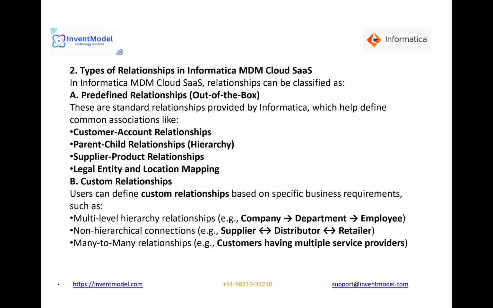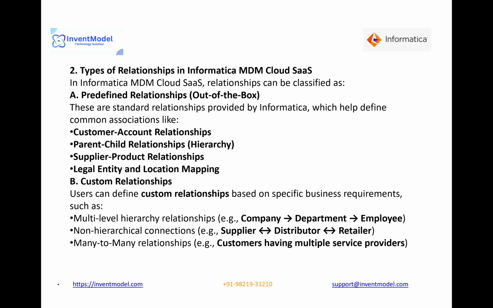Now, the second is custom relationship. What the name itself suggests is that the user can customize this relationship. So, what are the types? One is multi-level hierarchy relationship. That is, in a company we have departments and a department has employees. So, this can be one multi-level hierarchy relationship. Then next is non-hierarchical connection.